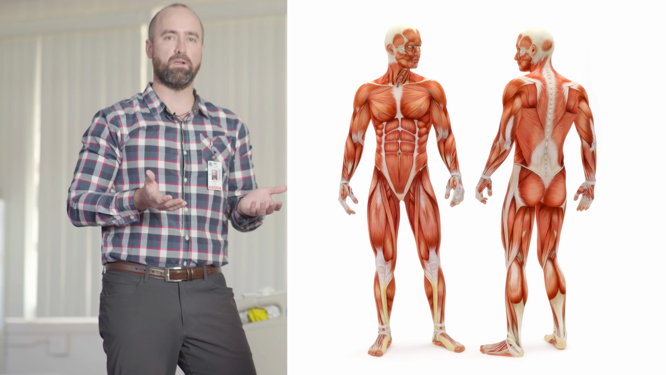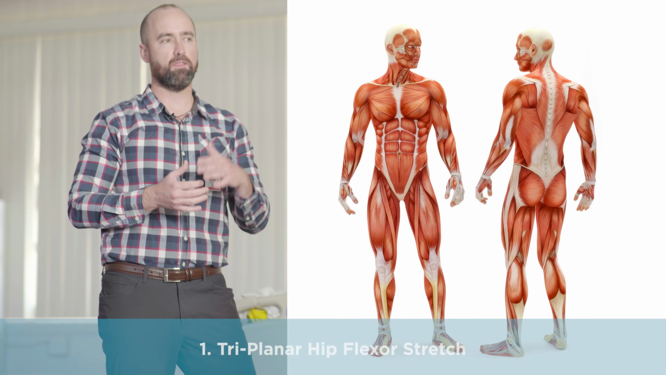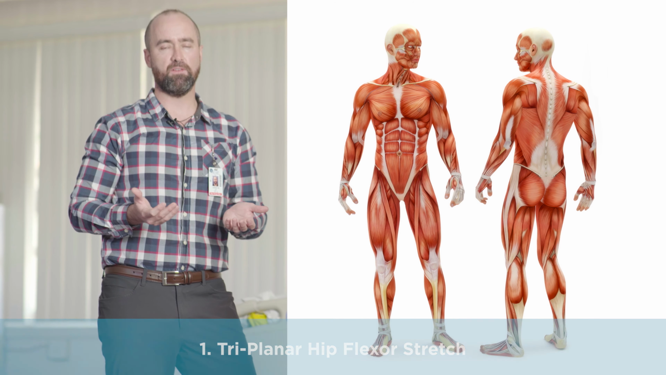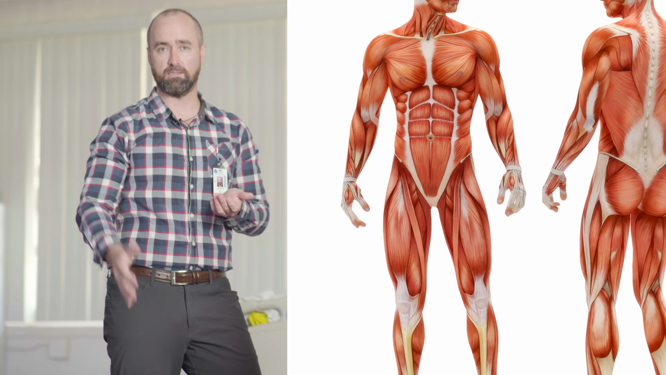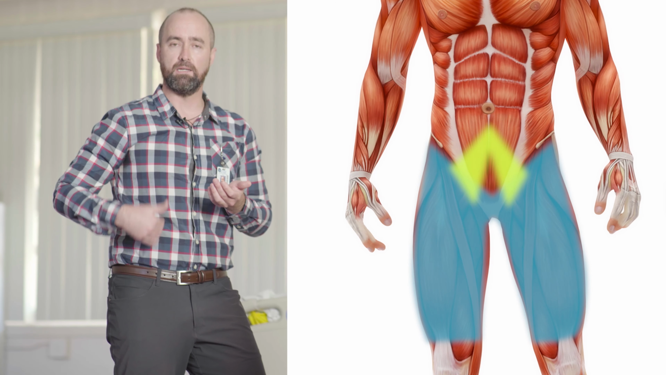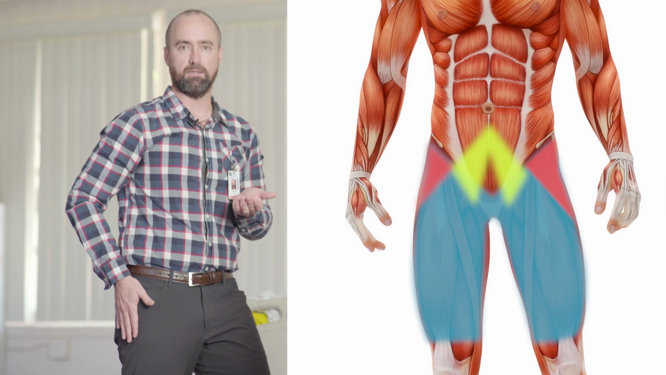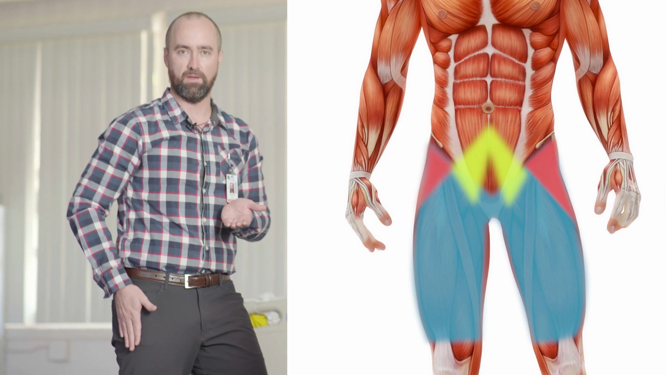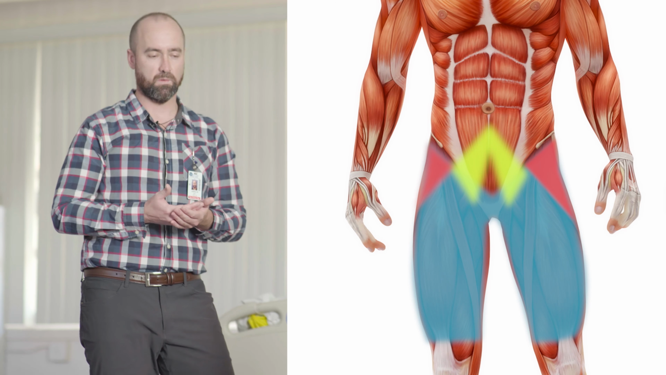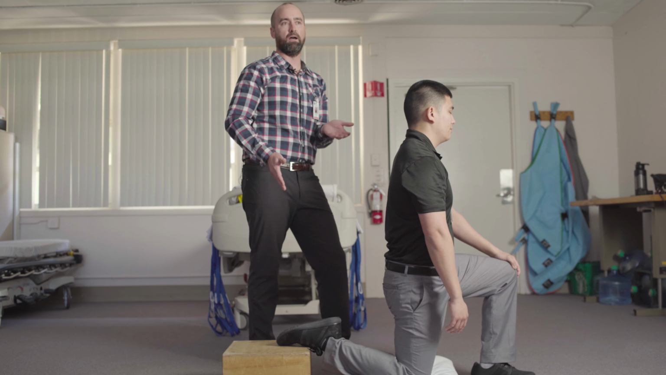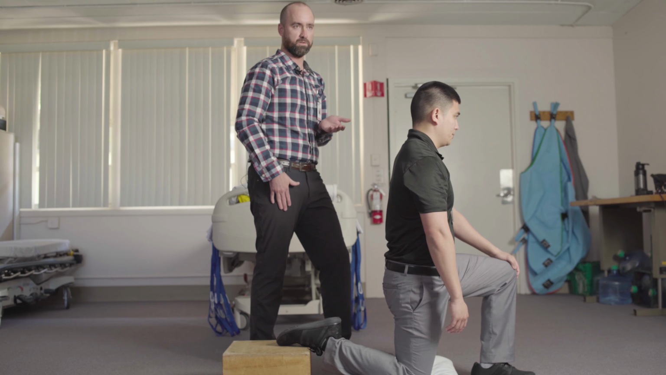The first stretch that we're going to show is what's called a three-dimensional or triplanar hip flexor stretch. The hip flexors are a group of muscles comprised of the quadriceps muscle group, the iliopsoas, which actually connects onto the lumbar spine, as well as the tensor fascia lata, or TFL for short. So first we have Mark in a half kneeling position. He has his foot elevated on a box to target a little bit more of the quadriceps group.